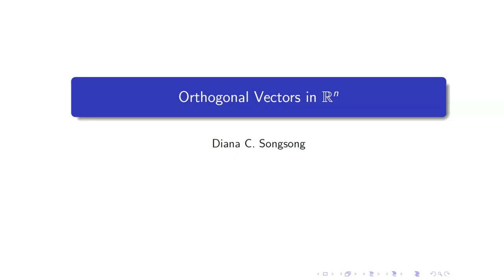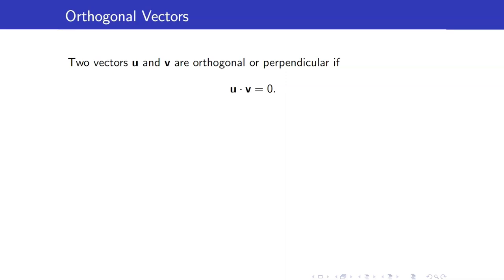In this lesson, I am going to discuss orthogonal vectors in Rn. Two vectors u and v are said to be orthogonal or perpendicular if the dot product between u and v is equal to 0. We have seen this in our last video lecture.